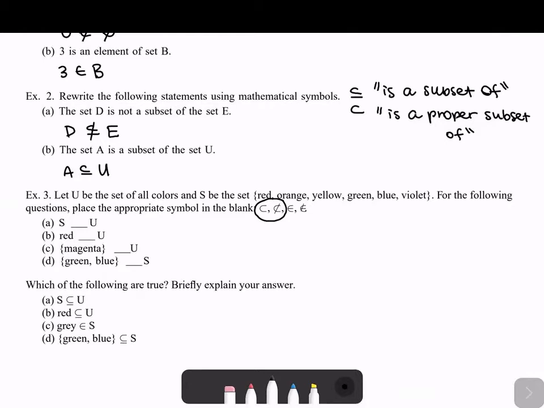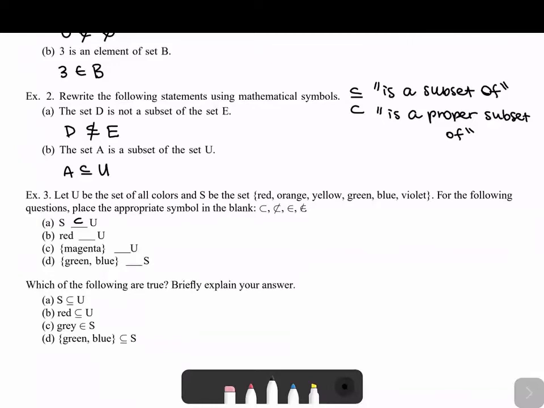And because U is our universal set and S is a set of colors, well then we know that S is a subset of U. You'll notice that these symbols that we have here, we don't distinguish between proper subset and subset. This is just to mirror what your homework will look like on WebAssign. It may or may not have the line denoting subset or proper subset. In that case, when you have homework that doesn't have both options, just pick one of them and it will be fine.